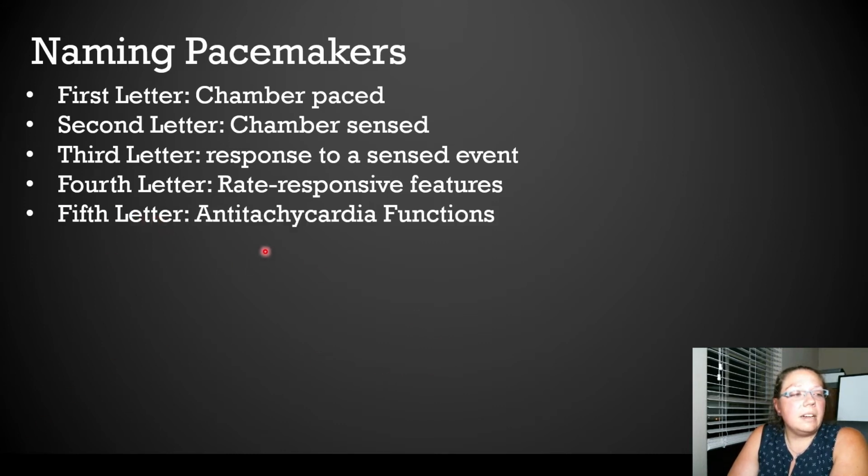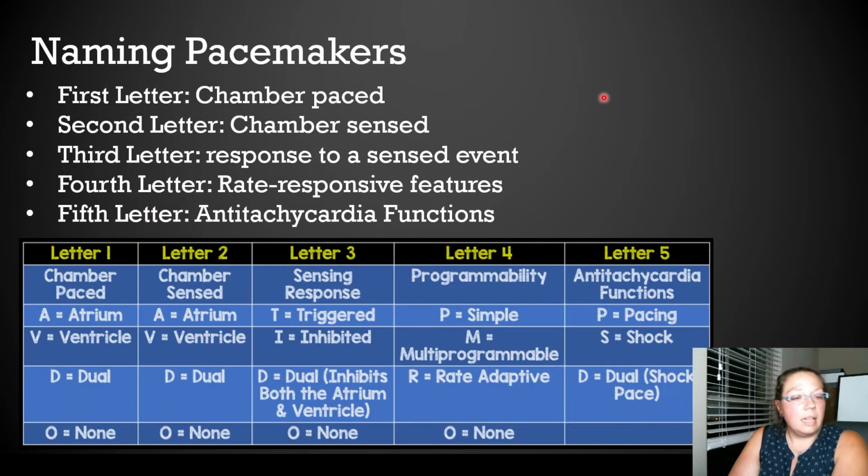And then the fifth letter, sometimes you won't have this, but that fifth letter is the shocking portion. Does it have shock or does it not? So this is a better way. It might be easier for you to remember, but letter one is the chamber paced, and it could be the atrium, the ventricle, or it could be both, dual.